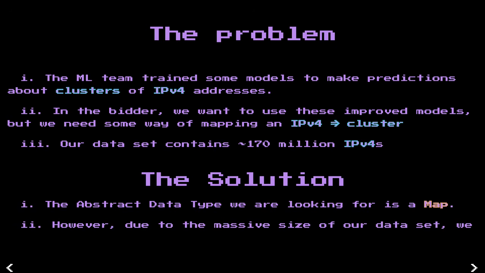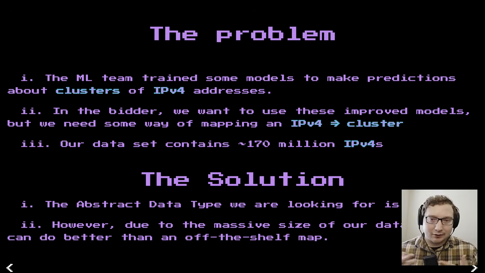But due to the massive size of our data set, we can do better than an off-the-shelf map. Off-the-shelf maps are engineered to have generally good performance on general purpose workloads. However, our workload is not general purpose. We actually have a static lifecycle for our databases or our caches. Anytime there's an update to the data structure in the bidder, we're going to read an entirely new one in and delete the old one. And so we can use a static data structure rather than a dynamic one. That means that we can do better in terms of CPU performance and the amount of memory that it takes.